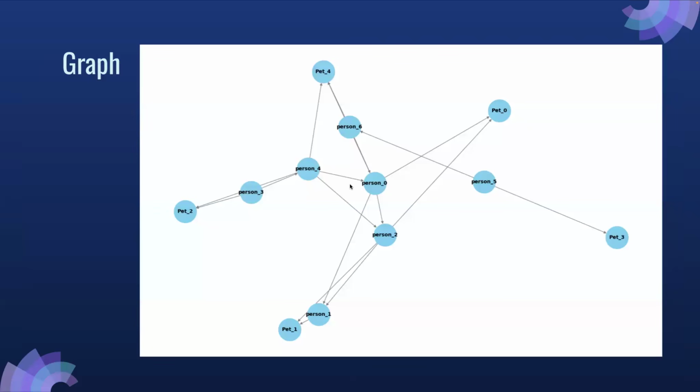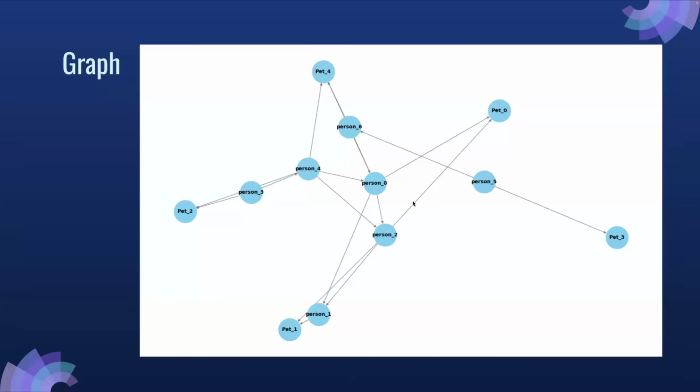And then here is a nice picture of our graph. So as you can see, we have pets and people, our nodes, and it's a directed graph, so we have the relationships between them. So person zero is pointing to pet zero. That means that person zero owns pet zero. Person zero is also pointing to person two. That means that person zero is friends with person two. Person four points to person zero. That means person four is friends with person zero, and so on and so forth. So these edges are either pet ownership if it's going from a person to a pet, or friendship if it's going from a person to a person.